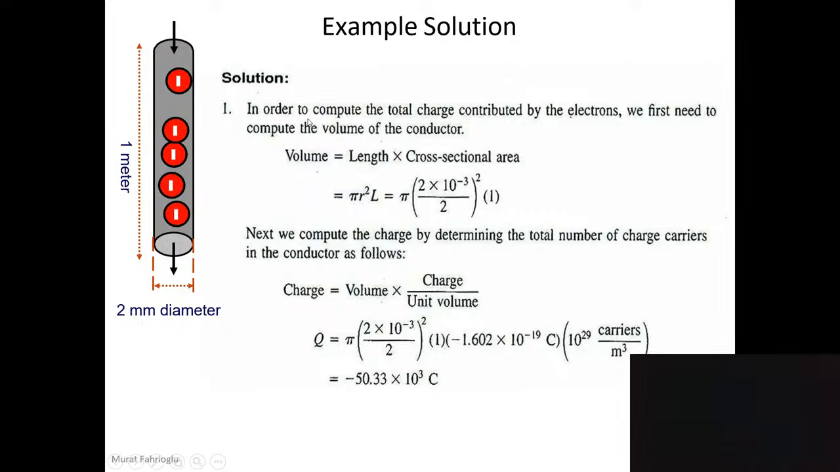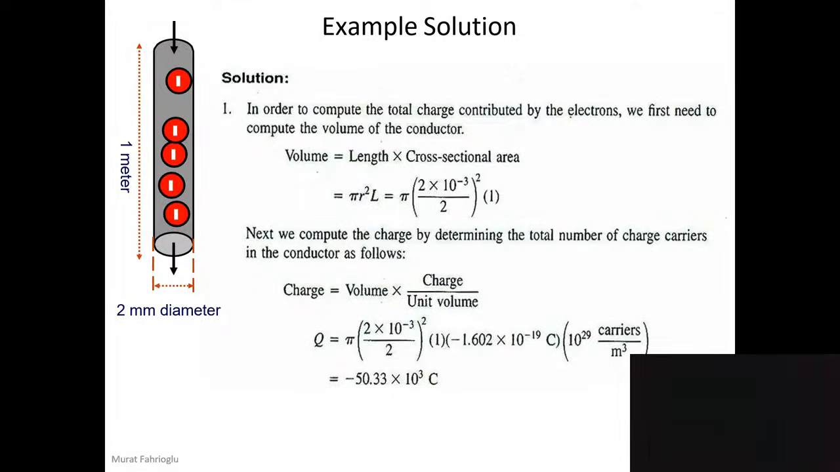In order to compute the total charge contributed by the electrons, we first need to compute the volume of the conductor. Volume is equal to length into cross-sectional area. Length is marked by L, and it is a circular shape, so the area formula is pi r square. So pi r square into L. Here the radius is not given directly; they gave the diameter only. We know the formula: radius r is equal to d by 2.